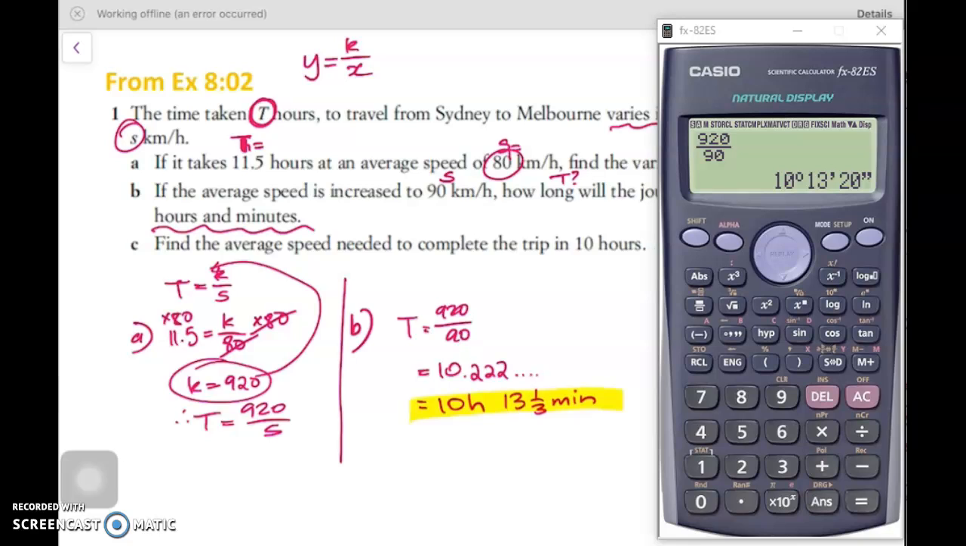For the next question, we want to find the speed needed to complete the trip in 10 hours. So we want to find out what S is when T is 10. For that question, I want you to have a go on your own and check the answers to see if you are on the right track.